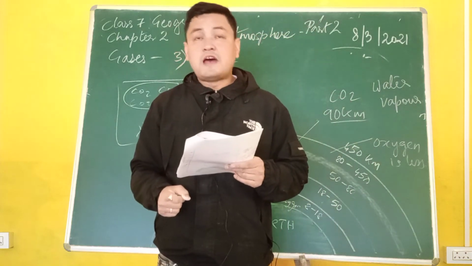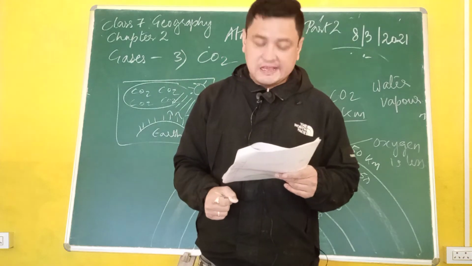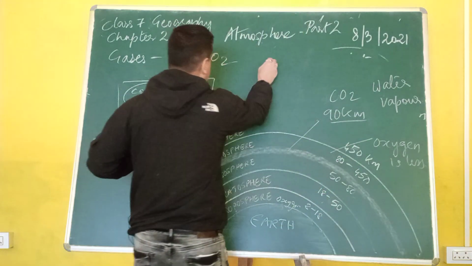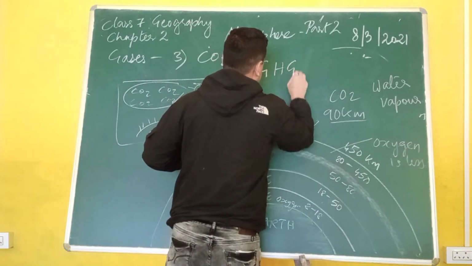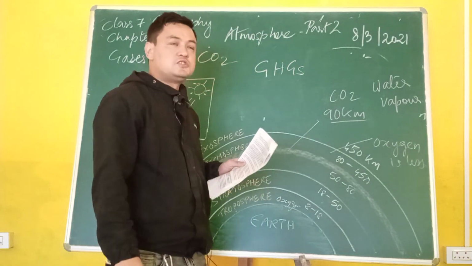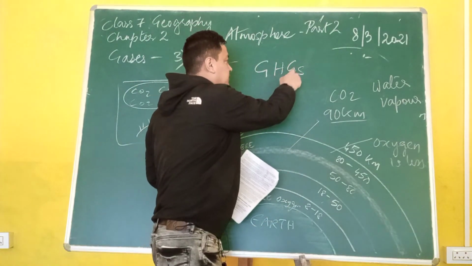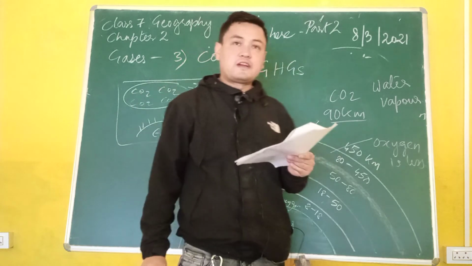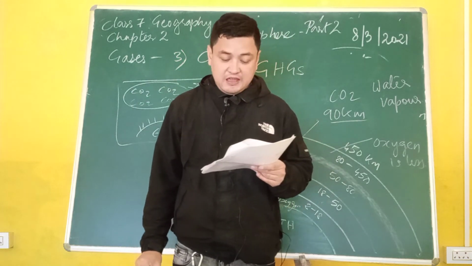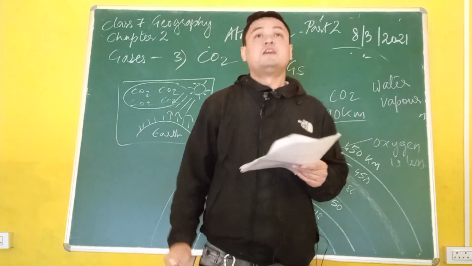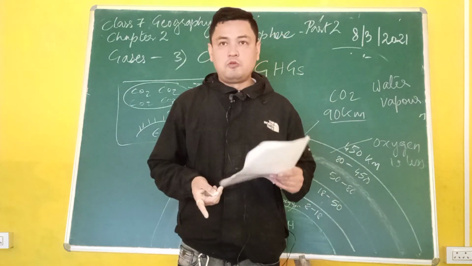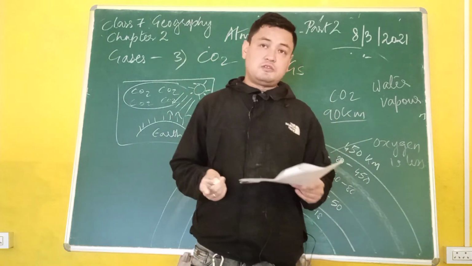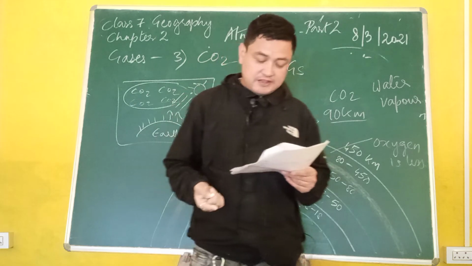Now you must also have heard of greenhouse gases, GHGs. Greenhouse gases are like carbon dioxide, like methane, like nitrogen oxide, like ozone. Now why ozone? Ozone is a good gas also, it is a bad gas also. We'll come to that later on.